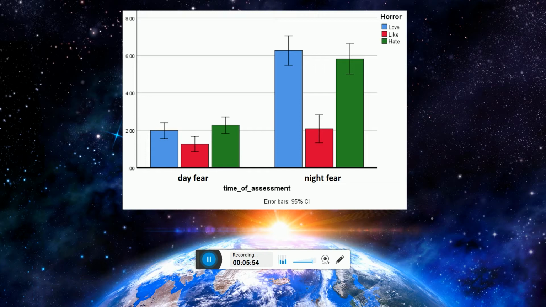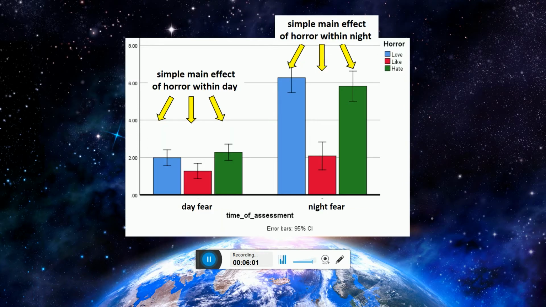So this is the first one that I described. This would be referred to as the simple main effect of horror within day. That should probably say within time, because there's day and night. But if we compared this particular set of means, the effect that horror preference is having during the day, that would be the simple main effect of horror within the daytime.